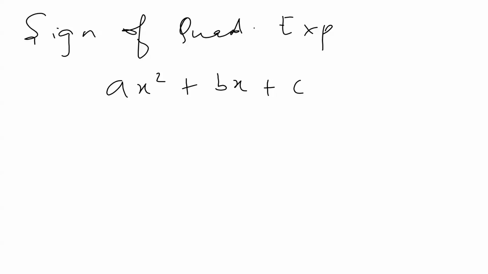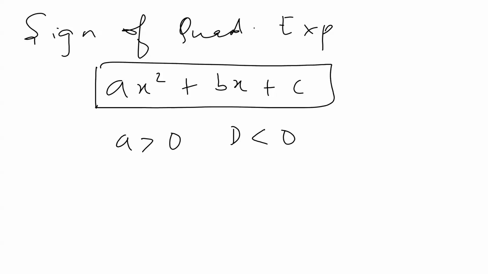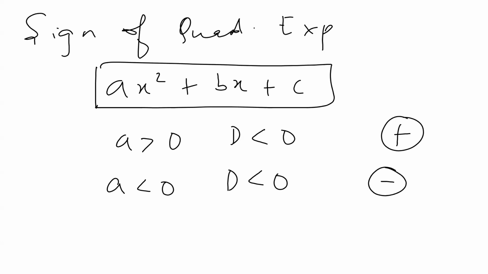Okay. So now see, in a quadratic expression, if a is greater than 0 and d is lesser than 0, then this entire quadratic expression is going to be positive. You put any value of x over here, it is going to be positive. And if a is less than 0 and d is less than 0, the quadratic expression is going to be negative. Okay. So this is the first and foremost thing that you need to know in sign of a quadratic expression. Fine. I'll take two examples which will clear this particular concept.